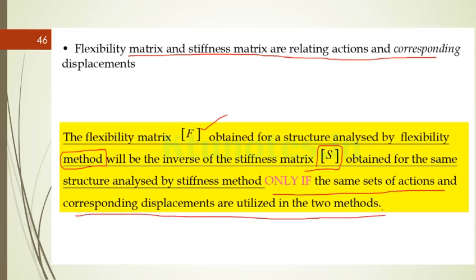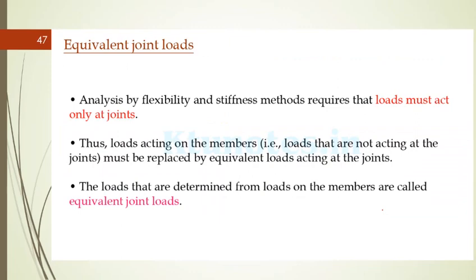Because in both the methods, stiffness and flexibility, we are taking the three actions A1, A2, A3 and the displacements at that point itself. Then only we can compare the stiffness and the flexibility coefficients. If you have idealized to a different point, then these correlations won't work. So that's all for today.